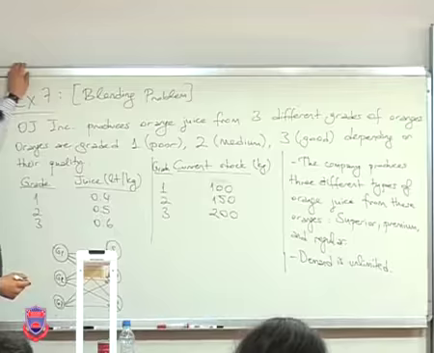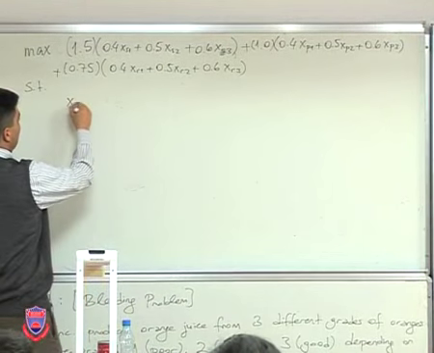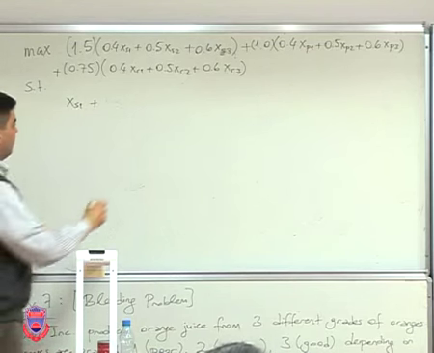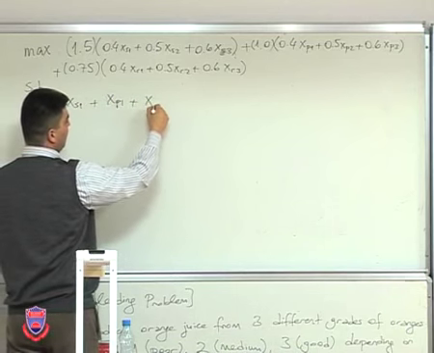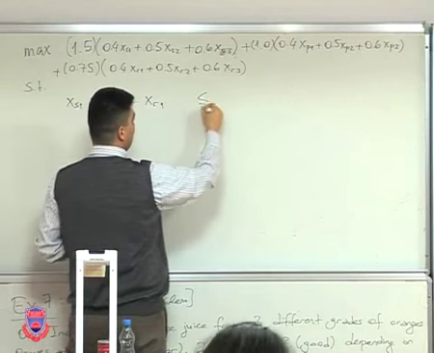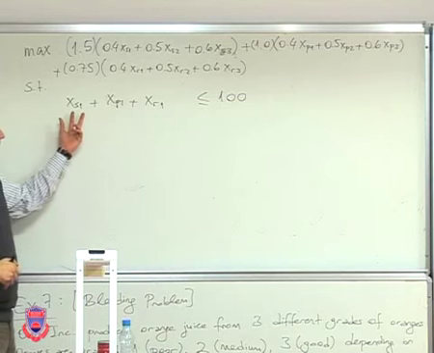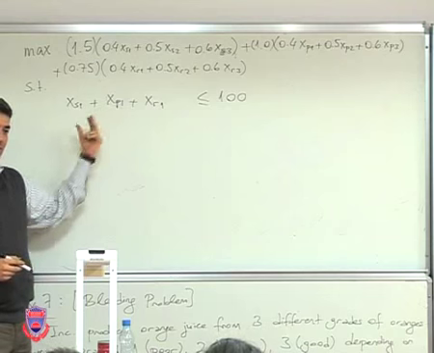So what I'm going to do is the following. I'm going to have XS1 plus, what's the next term? XP1, exactly, plus XR1. So this cannot be more than 100. This basically means that the total number of kilograms of grade 1 orange I'm going to use cannot be more than what I have.